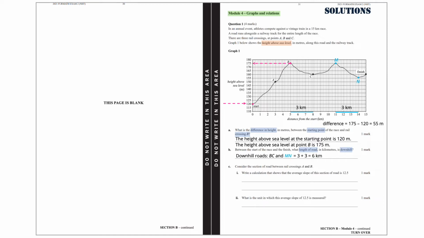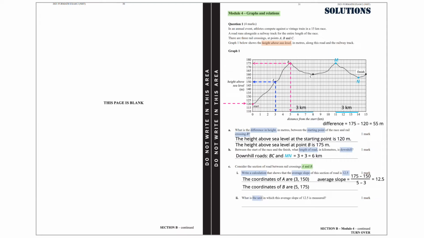Part C. Consider the section of road between rail crossings A and B. Part 1. Write a calculation that shows that the average slope of this section of road is 12.5. The coordinates of point A are (3, 150), and the coordinates of point B are (5, 175). So the average slope is (175 minus 150) divided by (5 minus 3), and that equals 12.5.